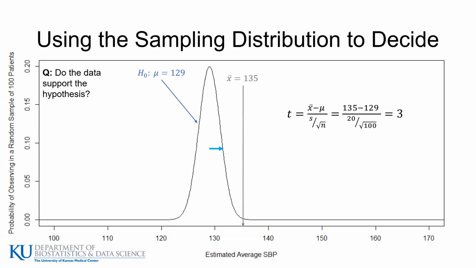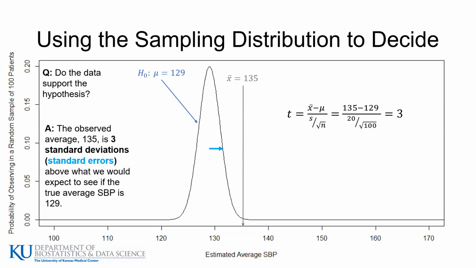So this means that our observed average is about 3 standard deviations away from what we would expect to observe if the null hypothesis was true.